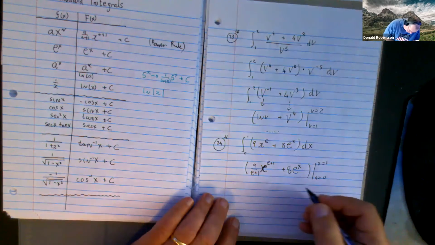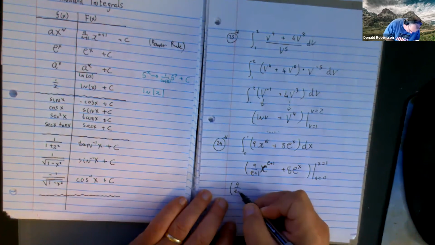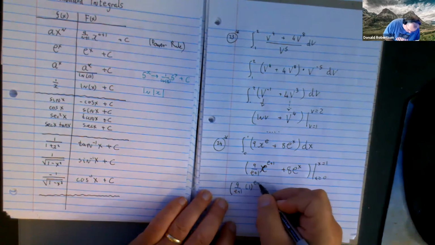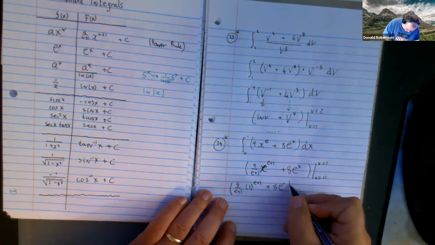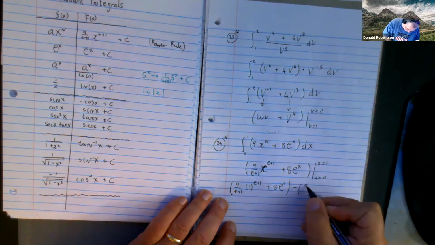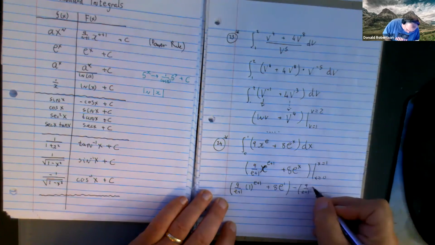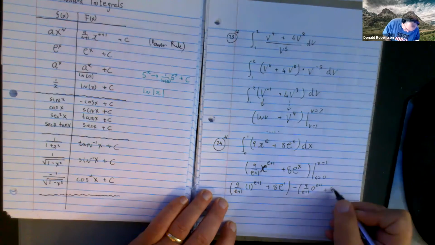Well, let's plug in the numbers and see what we get. We get 9 over e plus 1 times 1 to the power of e plus 1 plus 8e to the 1. Take away 9 over e plus, why am I doing this? Because you plug in 0, it's just 0. But I'll do it now, so here we go. And 8e to the 0.